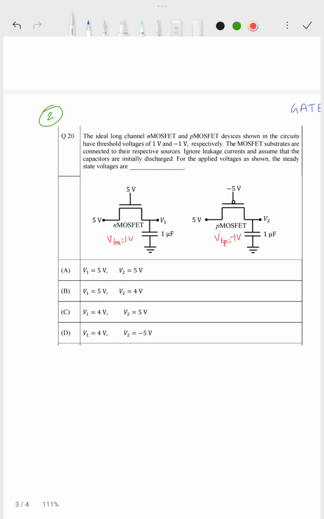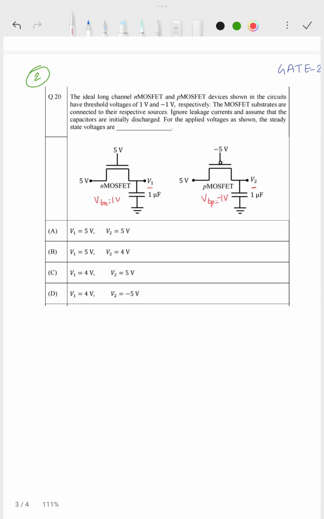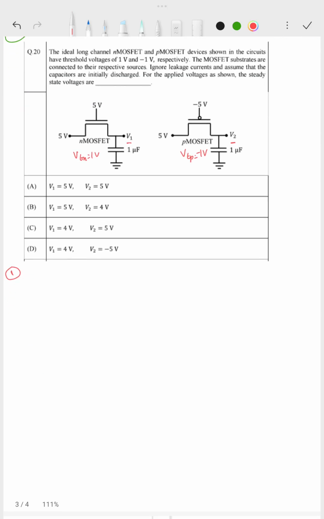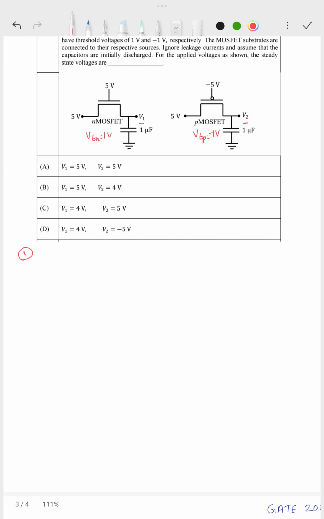For the applied voltage as shown, the steady state voltages are, so I just need to find the steady state voltage V1 and V2. Fine, so we will consider first the NMOS case. Initially it is considered that the capacitor is discharged, so the voltage across this capacitor will be 0, right? And this is 5 volt.